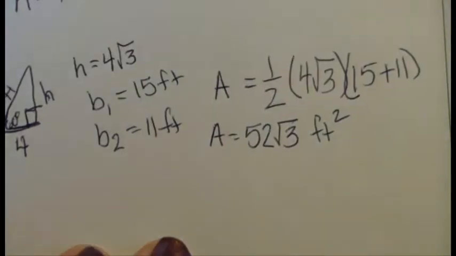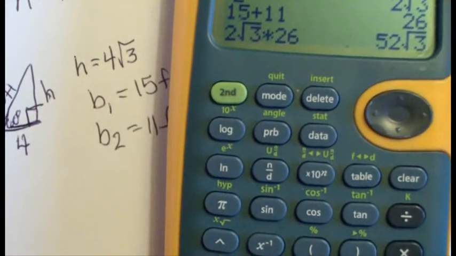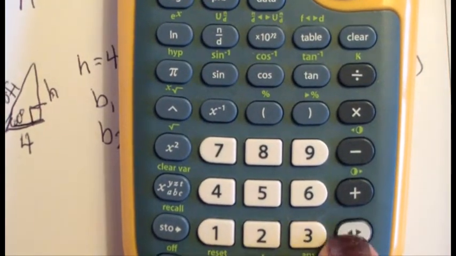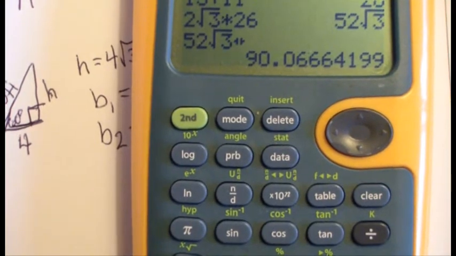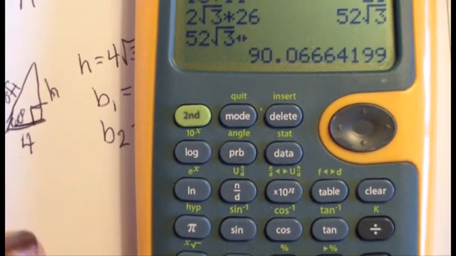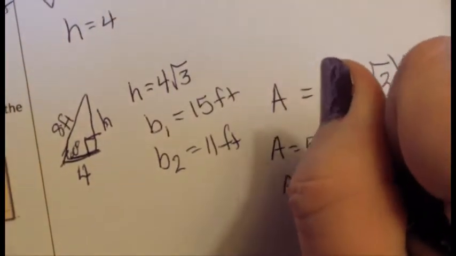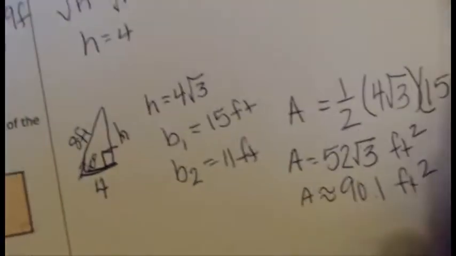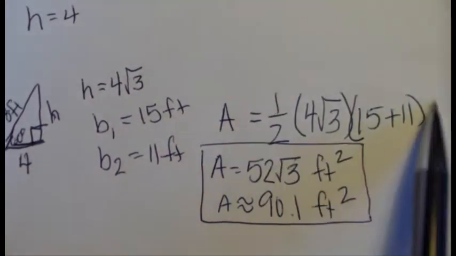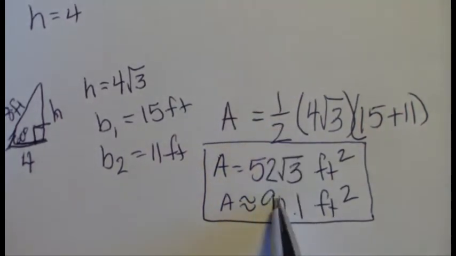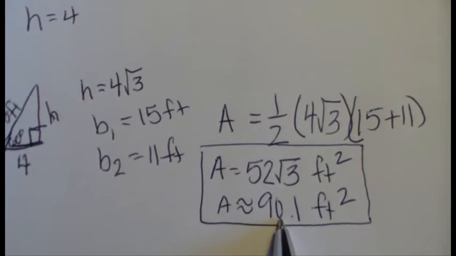If they want the approximation, remember you just hit this little button down here above enter, and it'll turn your exact solution into an approximation. So 90.1, we'll round it to 90.1 feet squared. So depending on which one they give you. I believe if you just type in your answer like this into your calculator, it'll give you the approximate solution. So keep that in mind.